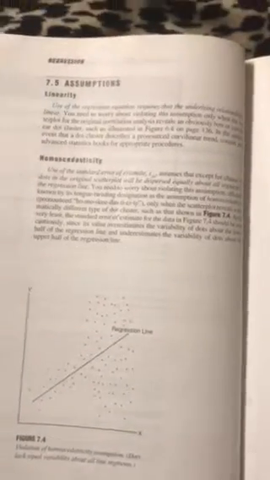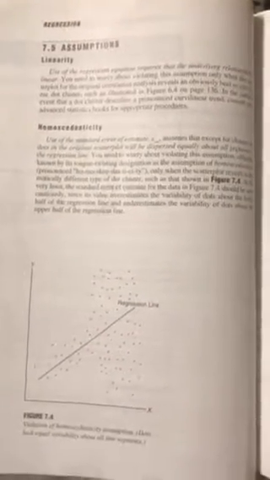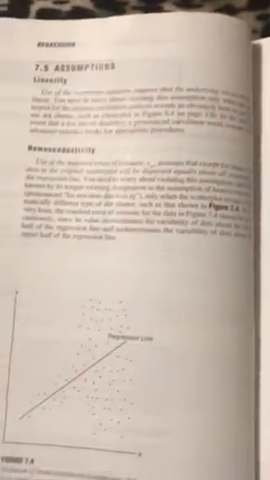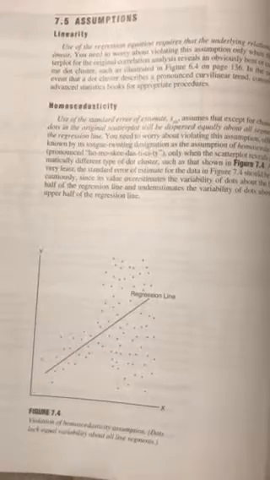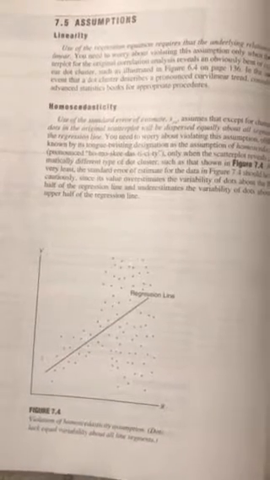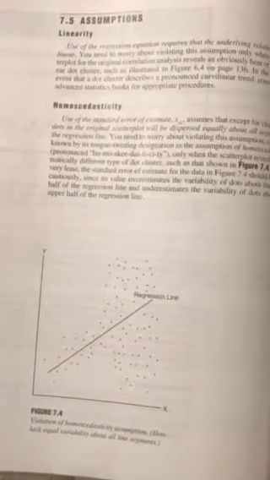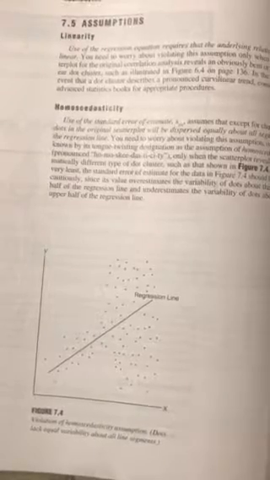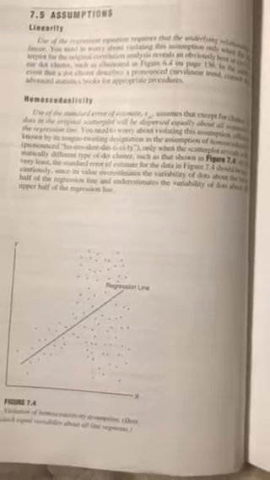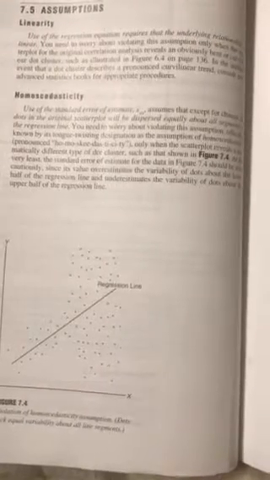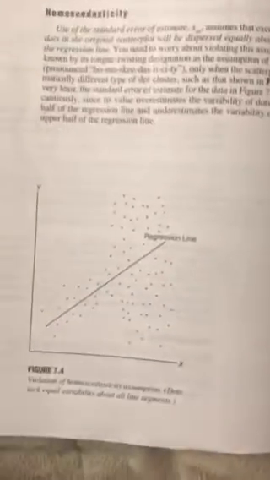And that's where homoscedasticity comes into play. I hope I said that right. So the use of the standard error of estimate, s y/x, assumes that, except for chance, the dots of the original scatter plot will be dispersed equally about all segments of the regression line. You need to worry about violating this assumption only when the scatter plot reveals a dramatically different type of dot cluster, when the dots lack equal variability about all line segments, as shown below.